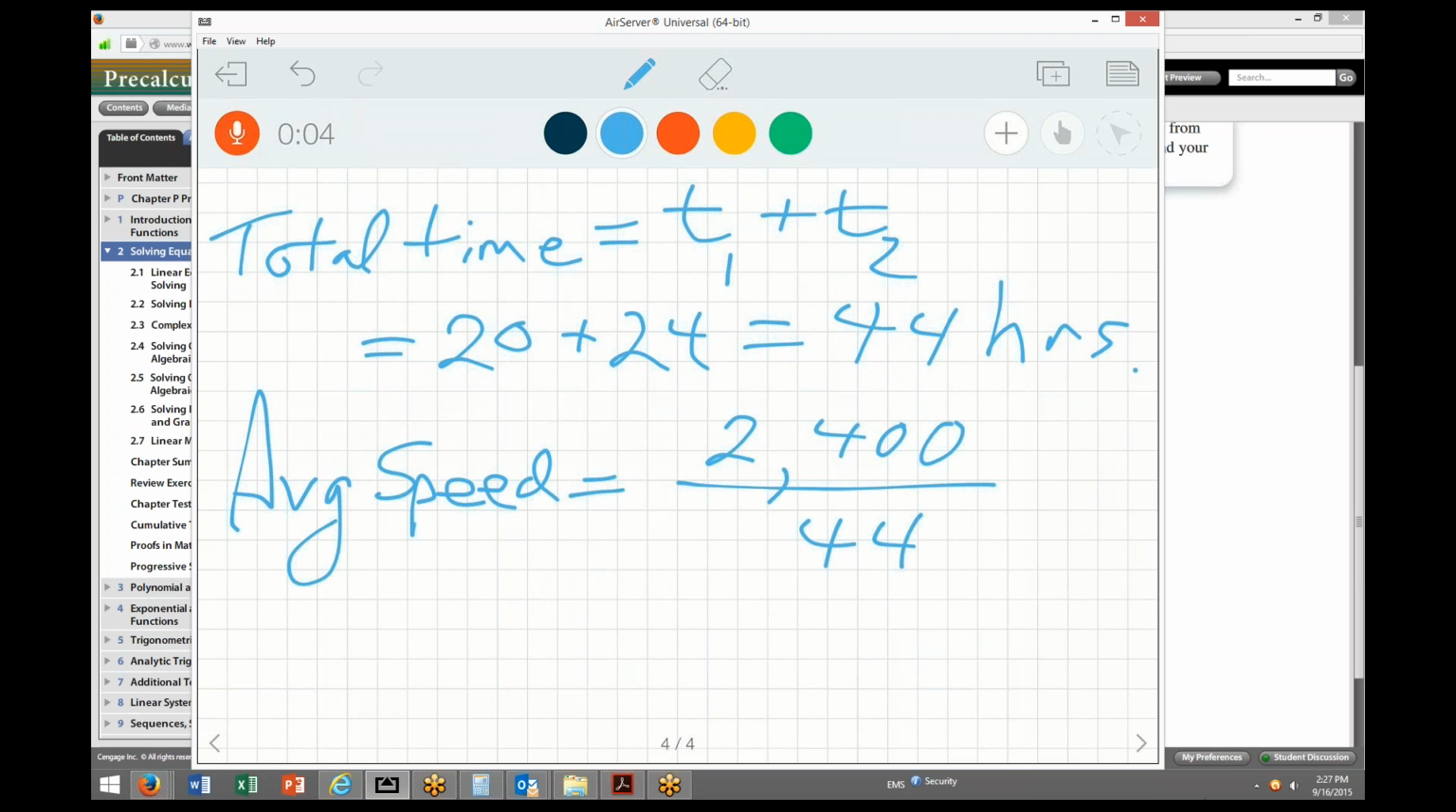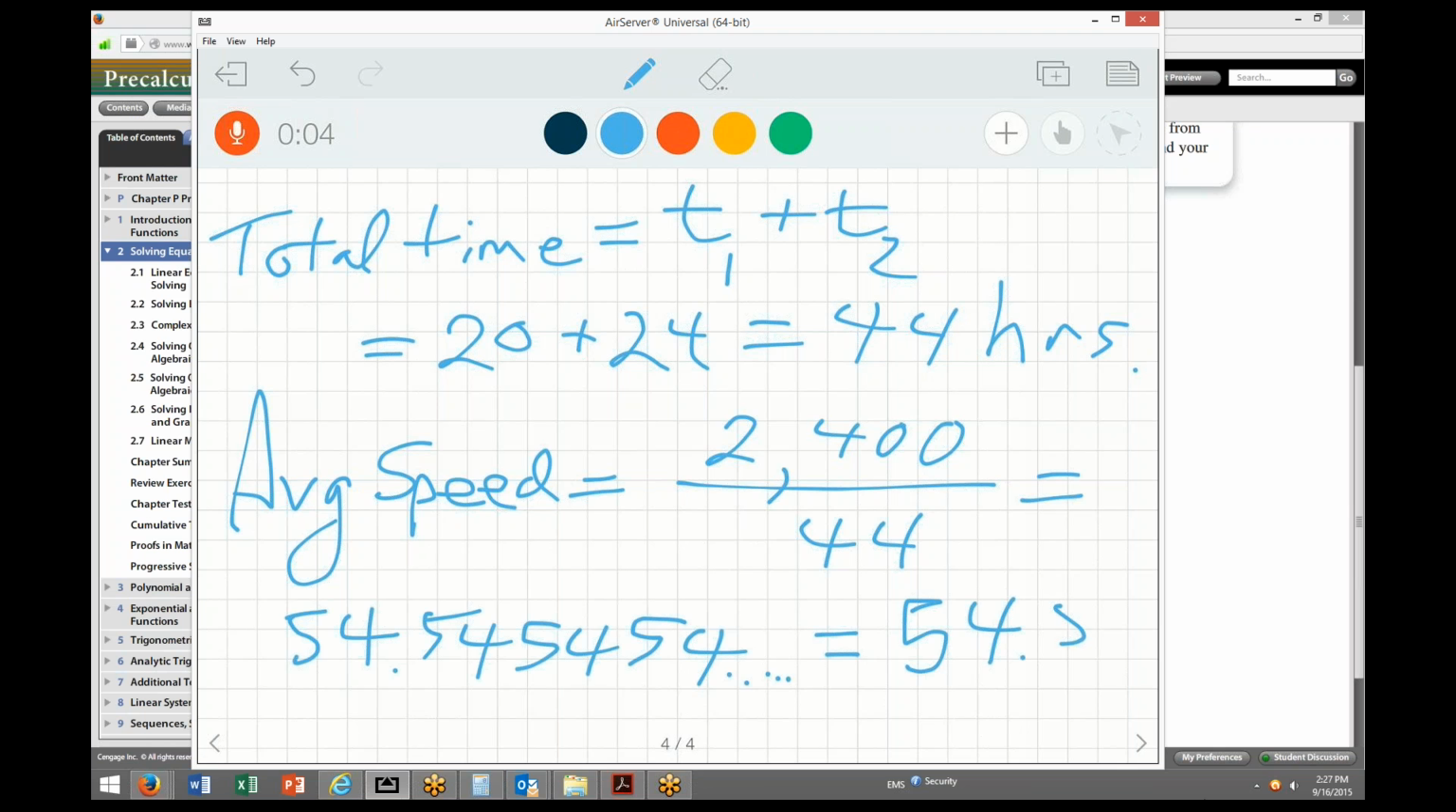So you may already see this is not going to come out to be what it could have been, or what we thought perhaps it should be. 2,400 divided by 44 comes out to 54.54545 forever, going on for miles per hour. So to the nearest tenth of a mile per hour, it's 54.5 miles per hour.